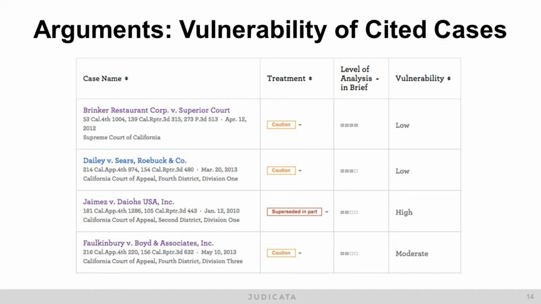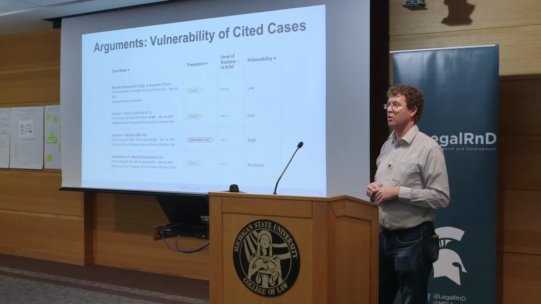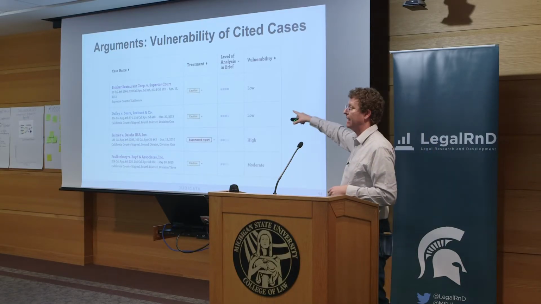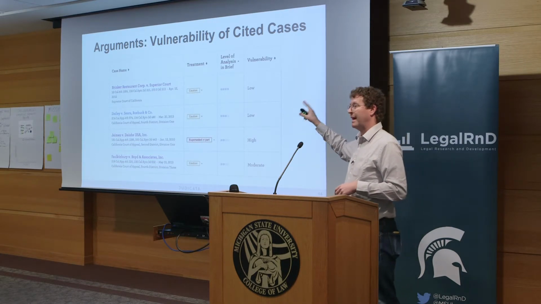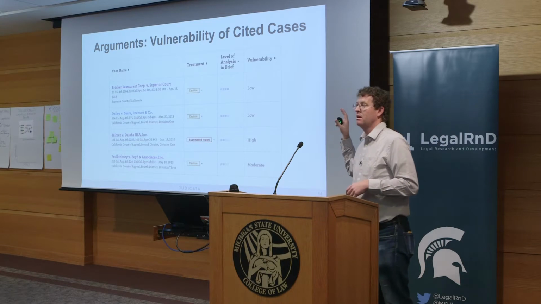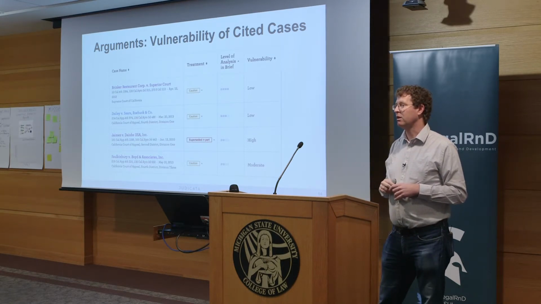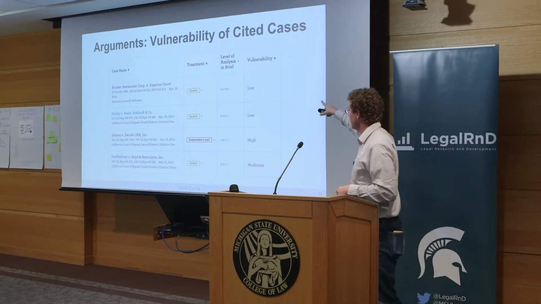One of the things that we did with Judicata was we built our own citator similar to Shepard's or KeyCite, but we focused on making sure it was extremely accurate, more comprehensive than the other ones, which allowed us to go past just having a flag identifying if a case has been distinguished or overruled, that kind of treatment, and actually say what's the probability that a case will be followed or distinguished. And we call that vulnerability.